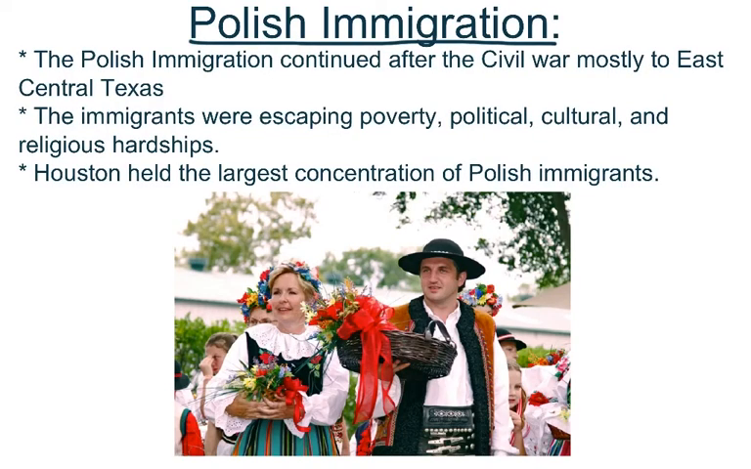Now, the Polish immigration continued after the Civil War, mostly to East Central Texas. We'll be discussing the Civil War on a later date. These immigrants were escaping poverty, and political, cultural, and religious hardships they were facing in Poland. Houston held the largest concentration of Polish immigrants, and here in this picture we see Polish customs and things that they do here in the United States, cultural customs and religious things, as shown here in this picture today.